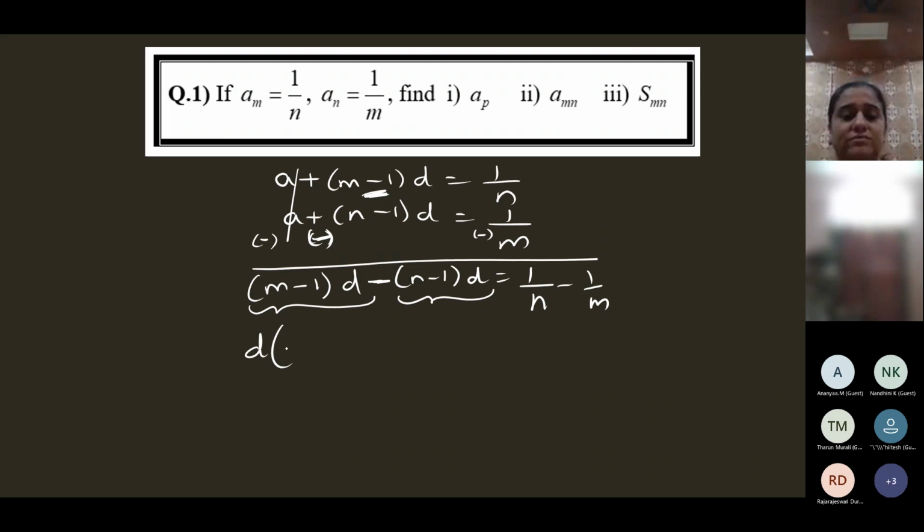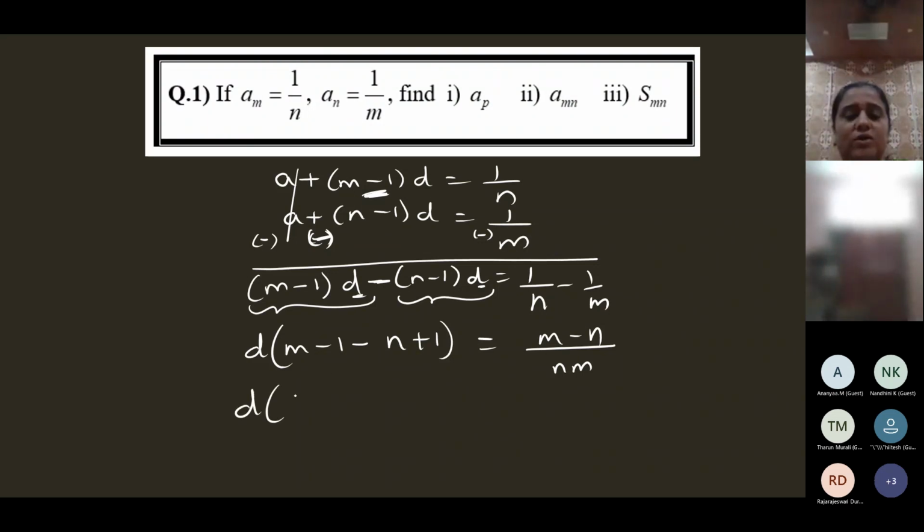What do you get? m minus 1 minus n plus 1 is equal to the LCM, m minus n. Very good. So why do we take D common? Because we've eliminated A. We're trying to find the expression for D. And if you're finding for D, there should be only one D. But here we have D here and D here. So take out D common. So then you get m minus 1 minus n plus 1, D is common, is equal to, on taking the LCM, m minus n by mn.